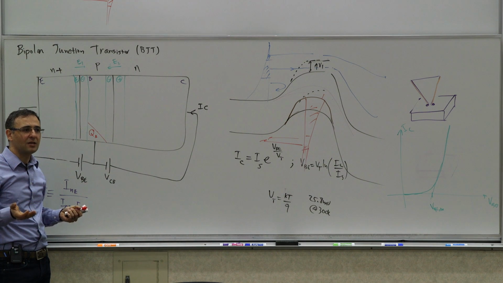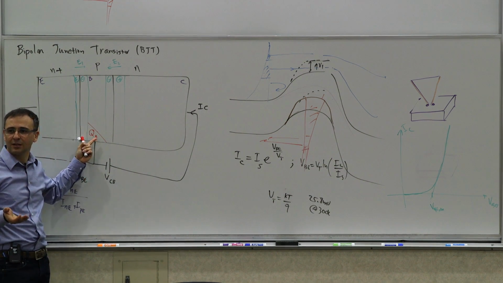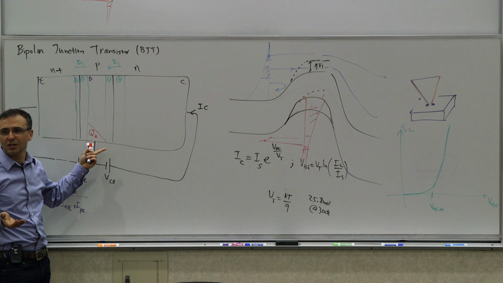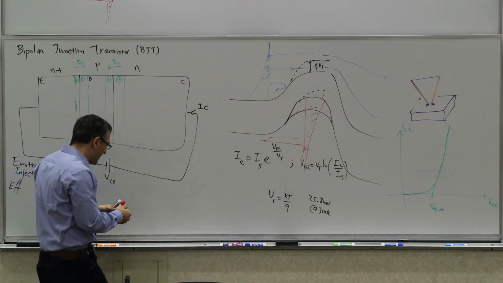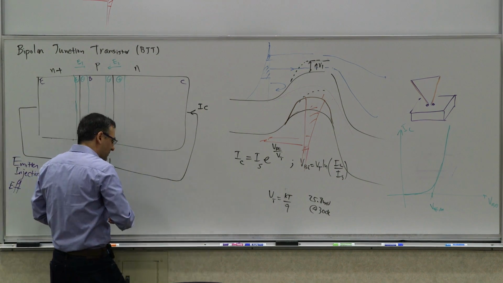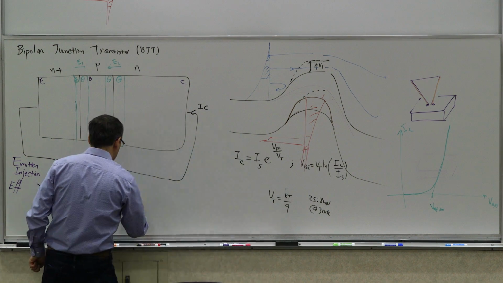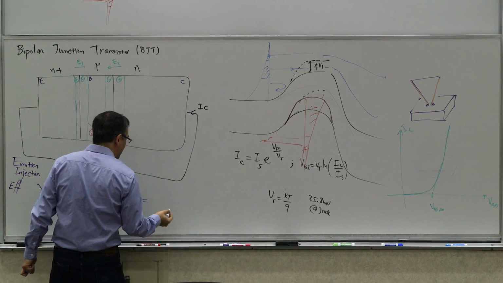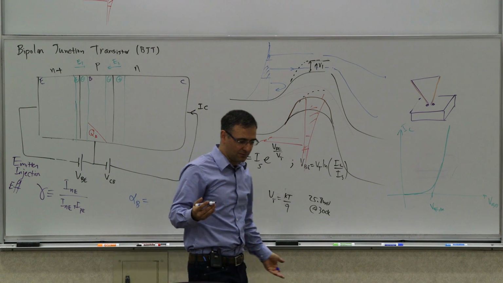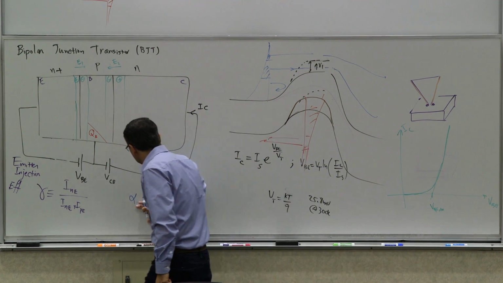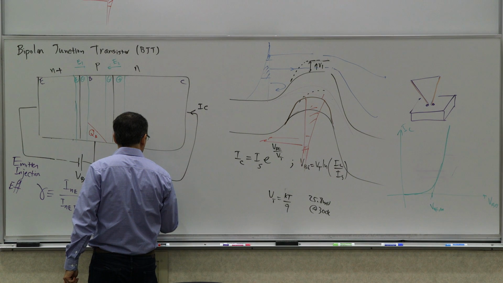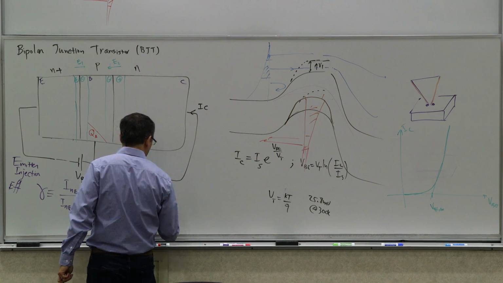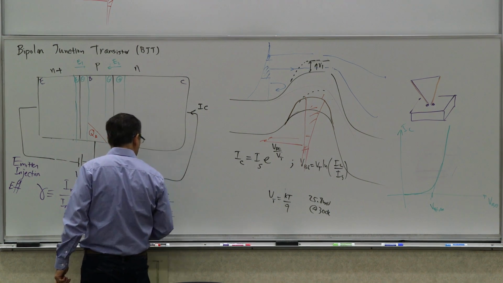They recombine, right? They are in a p-type region. There's a lot of holes there. So there's a chance for recombination. So you lose some of them through recombination. So there's another loss mechanism expressed as alpha base, which is called the base transport factor, alpha T actually. So base transport factor is the ratio of the electrons that make it to the collector to the electrons that are injected from the emitter.